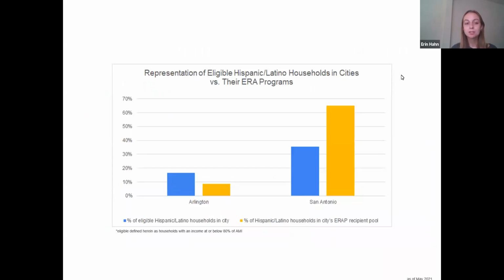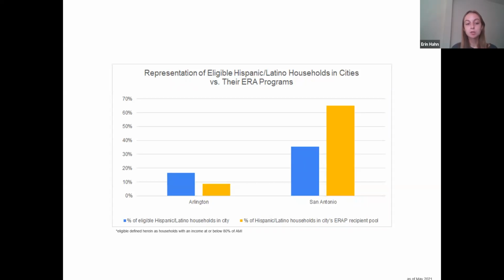many factors are sure to contribute to San Antonio's success in reaching Hispanic or Latino households, as shown here, such as community outreach efforts in the city's historically low-income Latino West Side that Verónica, also on the call, can speak to much better than me, but its low barrier documentation requirements likely play a contributing role. And so because the pandemic has had a disproportionate impact on Black and Latino or Hispanic households, if ERA programs are effectively meeting the need, we would expect to see these groups overrepresented in program recipient pools with respect to their population level in the jurisdiction, as you can see here with San Antonio's program.